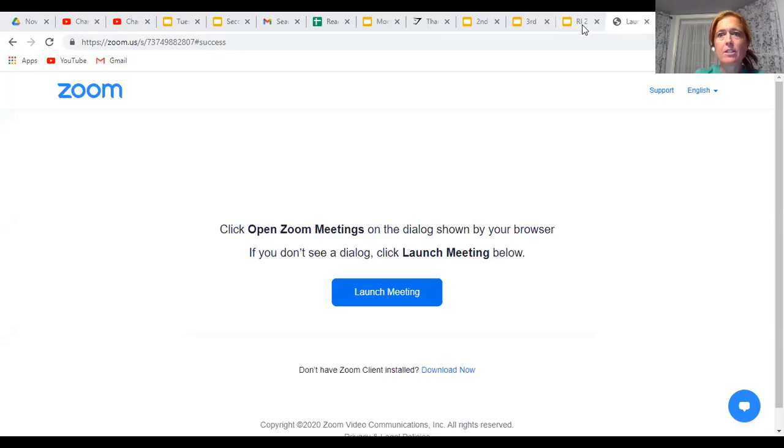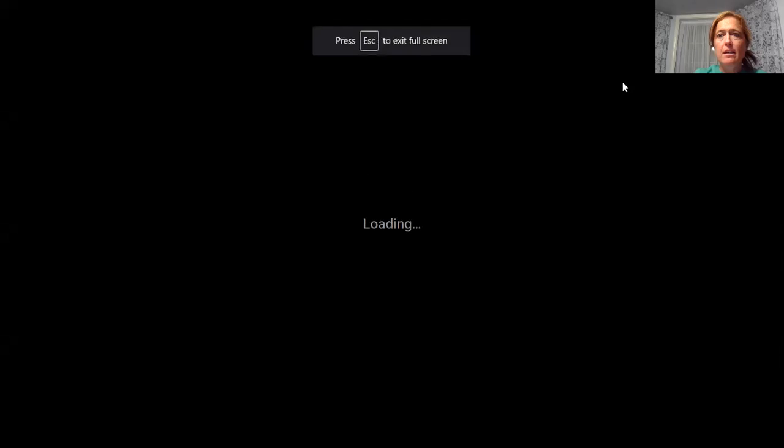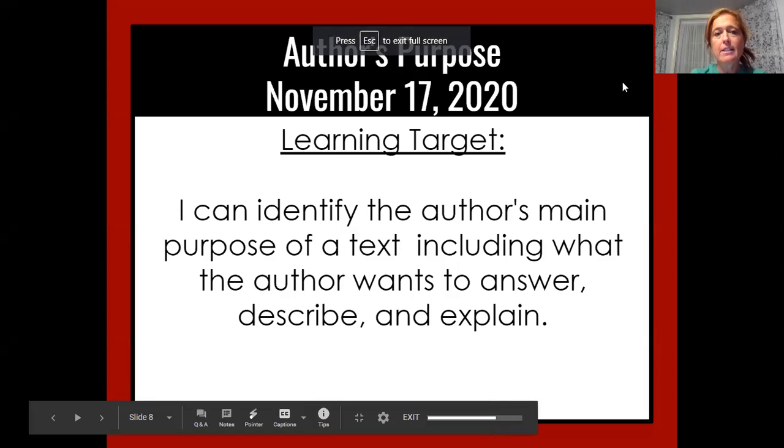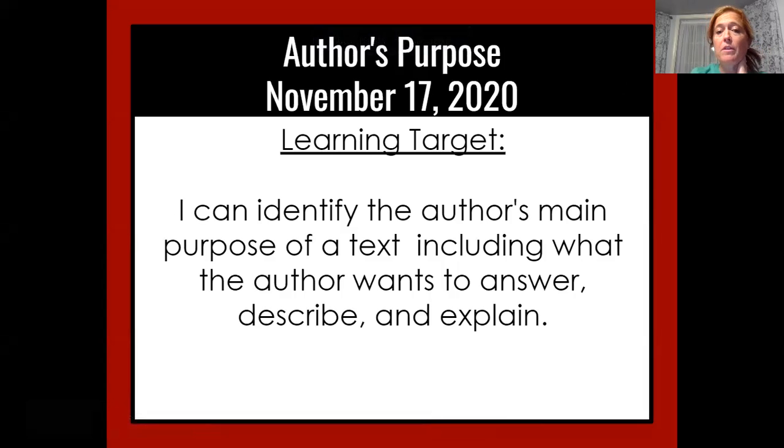If you remember, we have been talking about author's purpose. We will continue that conversation today. All right, so our learning target is, I can identify the author's main purpose of a text, including what the author wants to answer, describe, and explain.